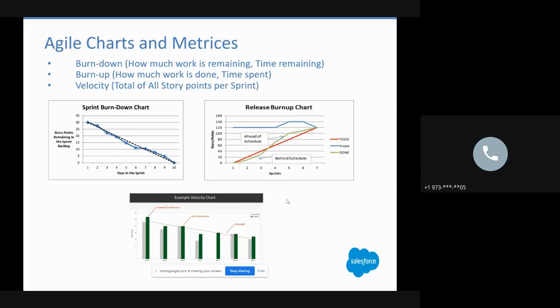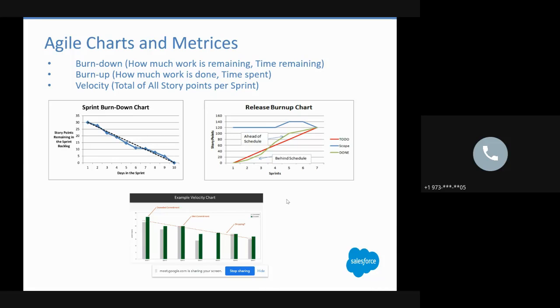But right now, the functionality is the same. For example, burn down shows how much work is remaining and the time remaining. The x-axis shows days in the sprint, and the y-axis shows story points. That shows the burn down chart. If there is any deviation, it will tell us whether we are lagging or doing well.